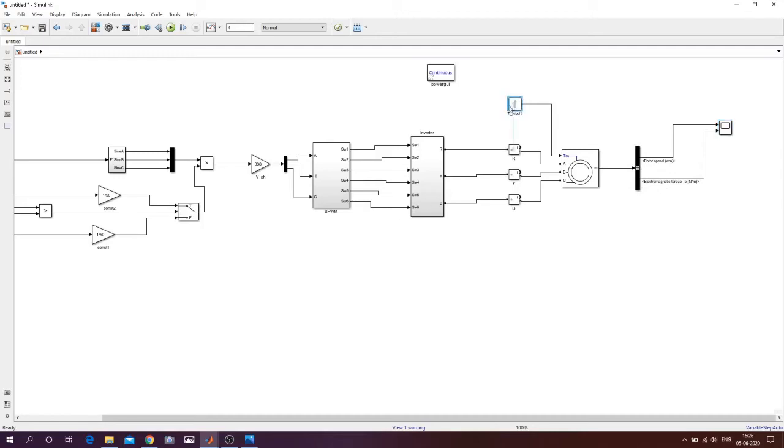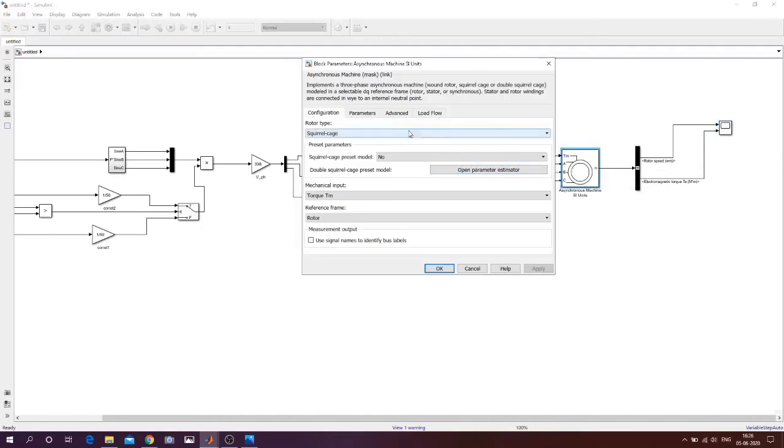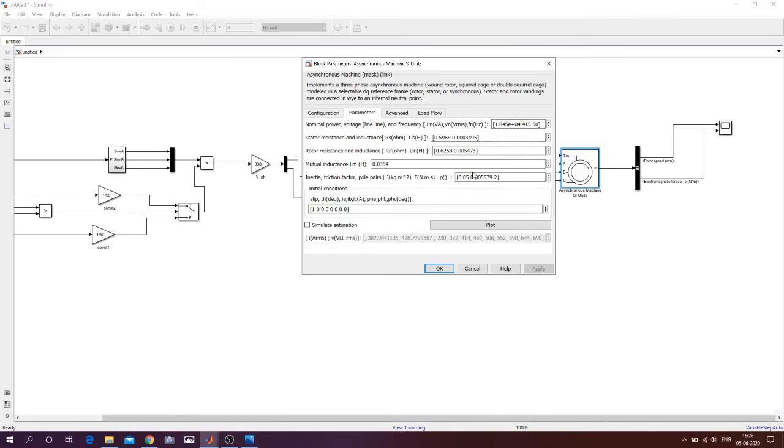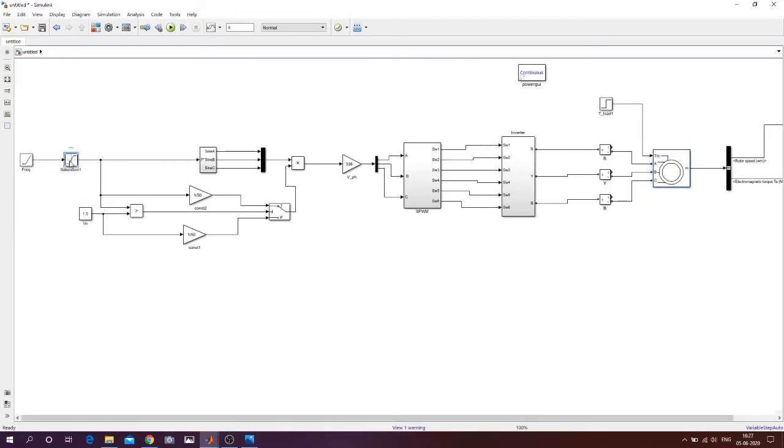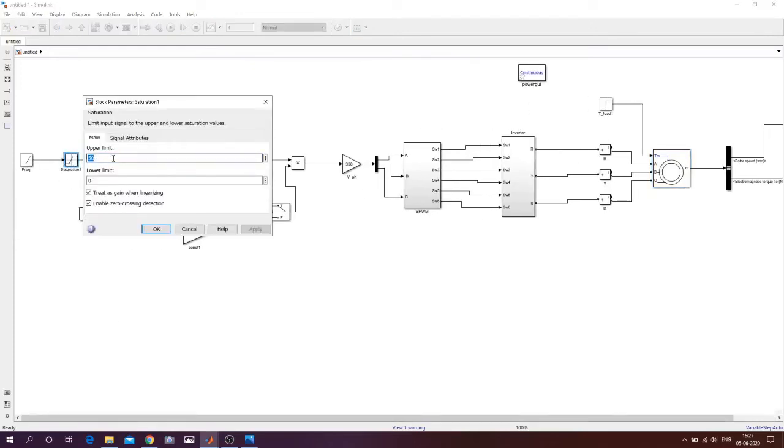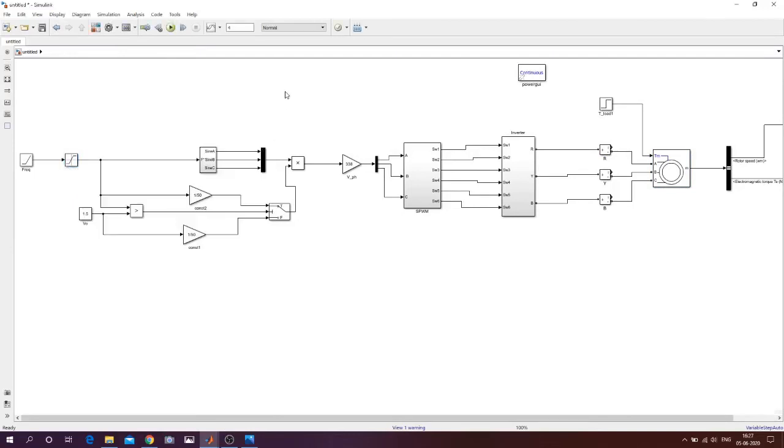Okay, so let us check. This is a 2-pole machine, is it? Yes, the pole pair is 2, that is a 4-pole machine, and a 50 hertz machine. That means our frequency is okay. If it were a 60 hertz machine, then we would need to adjust this one. This upper limit we would have to put to 60 hertz. Okay, now the other things are okay.